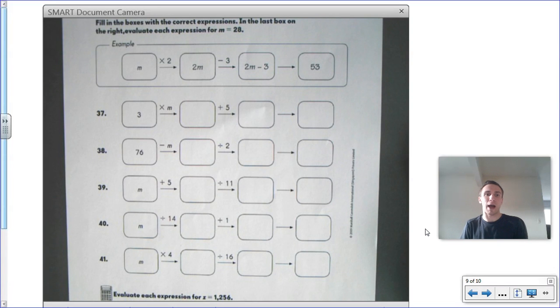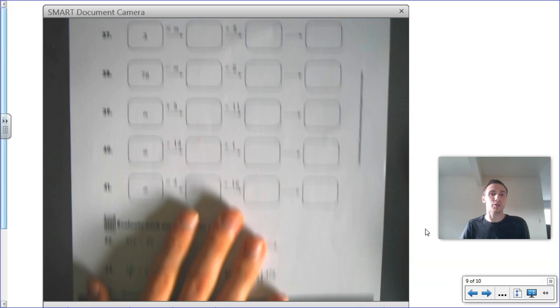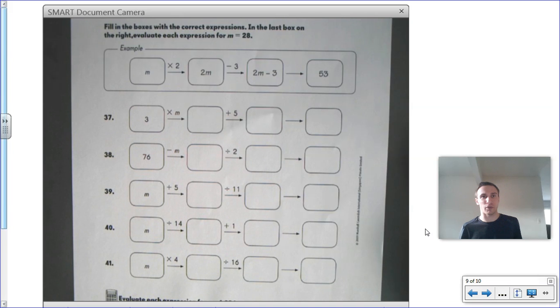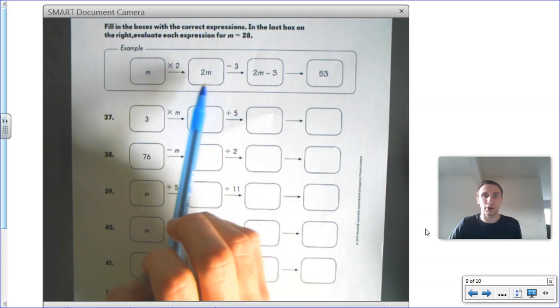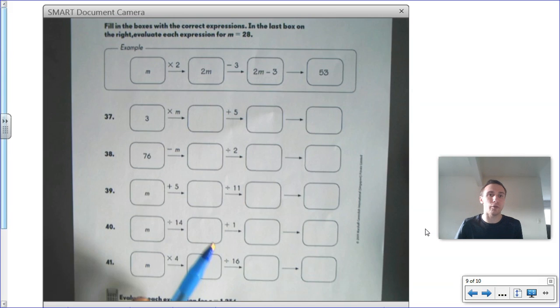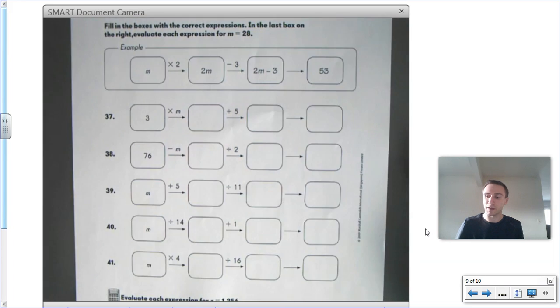And today we're going to be wrapping up our study of algebraic expressions as we complete page 182 in your workbook worksheet packet. And page 182 looks exactly like this. Now, today you're going to be building expressions, and then you're also going to be evaluating those expressions. And pretty much what we're going to be doing today is building our expressions exactly as it's done in this example, and then solving when m is equal to 28. So we're going to be solving these together.